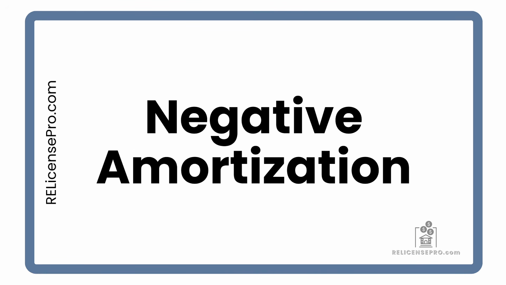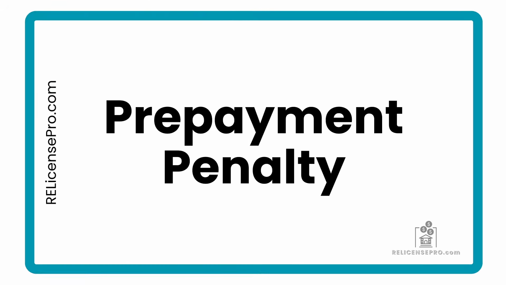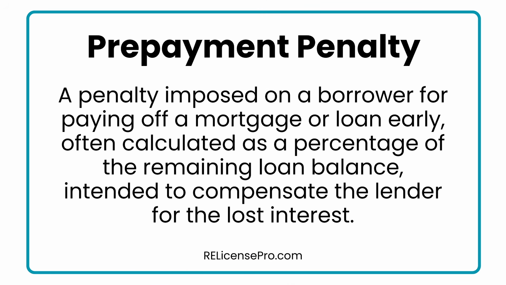Negative amortization. When the loan balance increases over time due to the unpaid interest portion of the loan exceeding the amount of principal being paid off. Prepayment penalty. A prepayment penalty is a penalty imposed on a borrower for paying off a mortgage or loan early, often calculated as a percentage of the remaining loan balance, intended to compensate the lender for the lost interest.